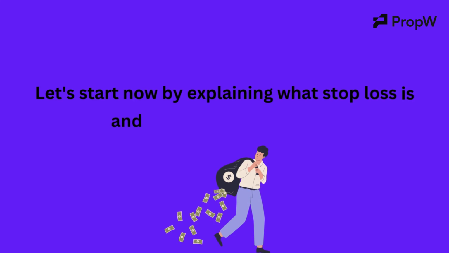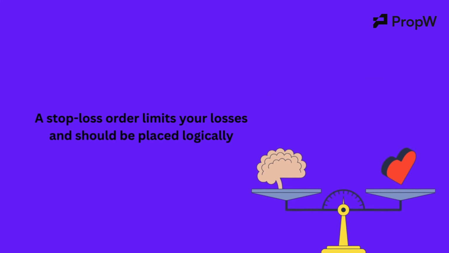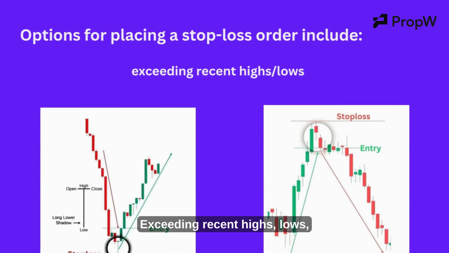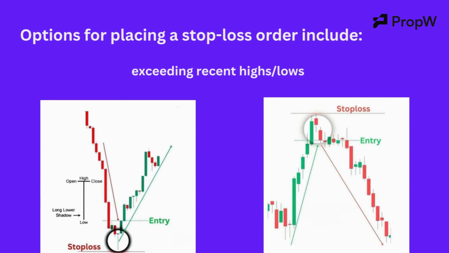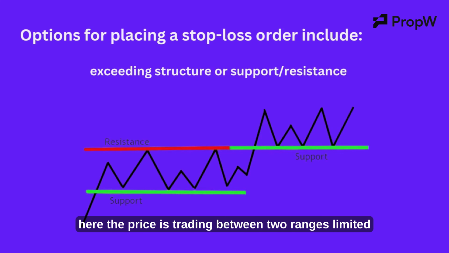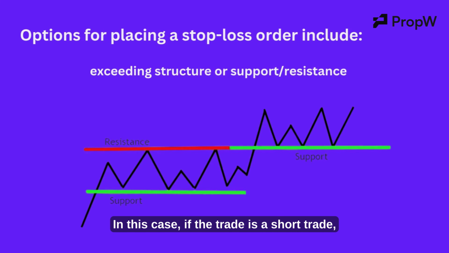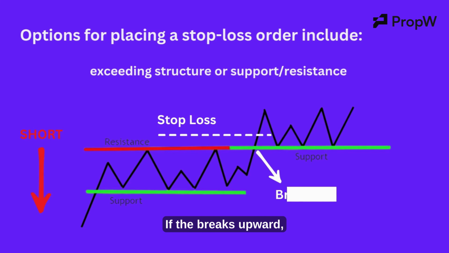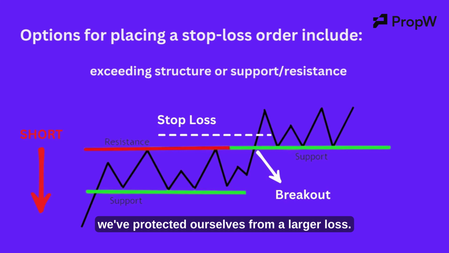Let's start now by explaining what stop loss is and how to use it correctly. A stop loss order limits your losses and should be placed logically. Options for placing a stop loss order include beyond recent highs or lows, or beyond structure such as support or resistance. For example, here, the price is trading between two ranges limited by support and resistance. In this case, if the trade is a short trade, we place the stop loss above the resistance level. If it breaks upward, we've protected ourselves from a larger loss.